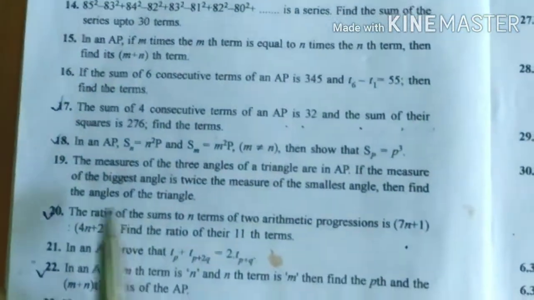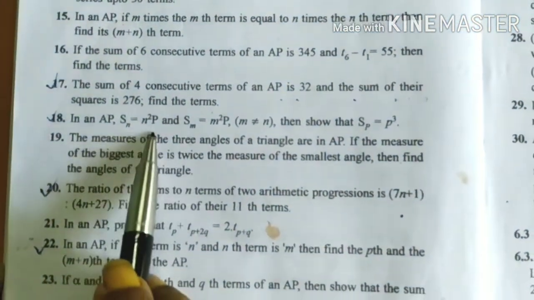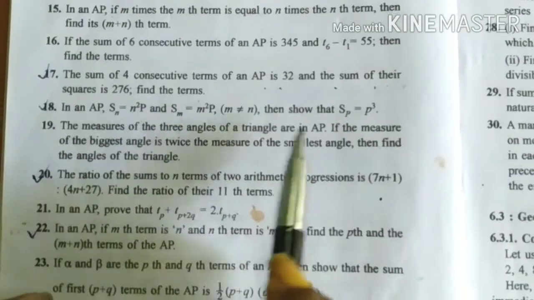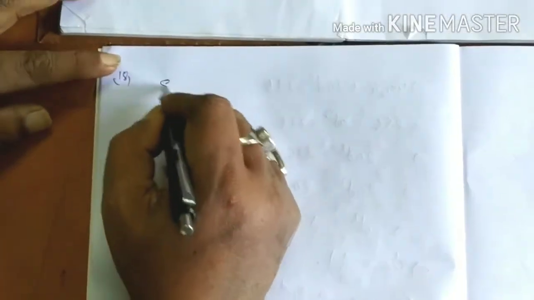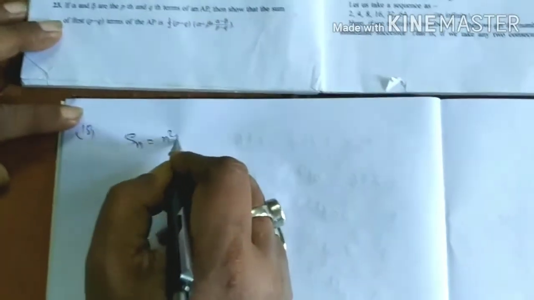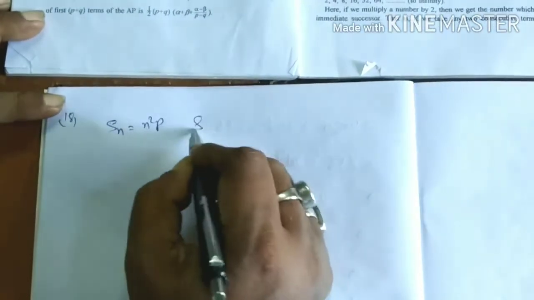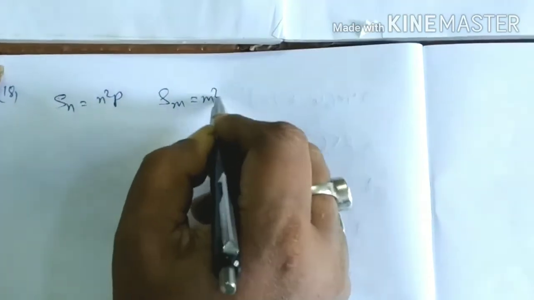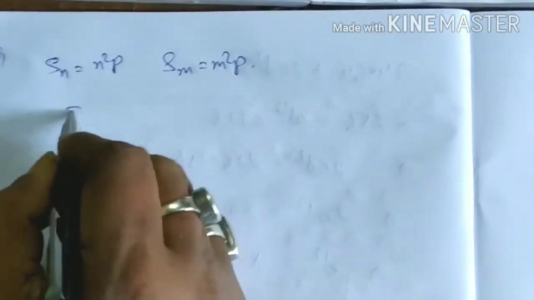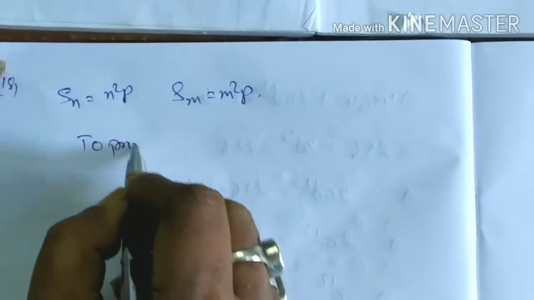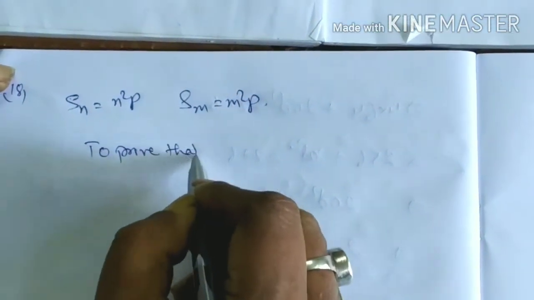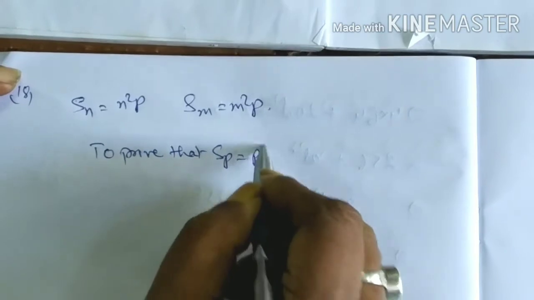Question number 18. Here you see in an AP, Sn and Sm are given. It is given to you that Sn is equal to n square p and Sm is equal to m square p. You have to show, that means you have to prove, that Sp is equal to pq.